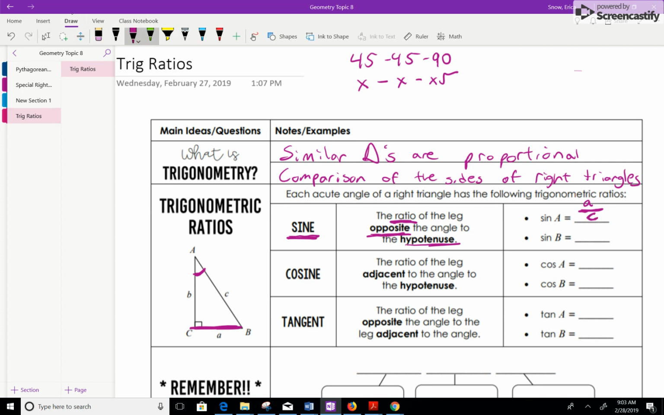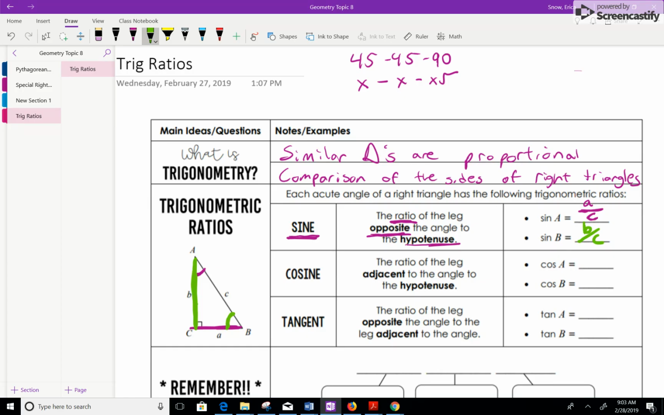Then if we looked at B, angle B is down here. Well, the opposite side for angle B is that green one. So we're going to say it's B over C, or B to C. So sine of A is A to C. Sine of B is B to C.